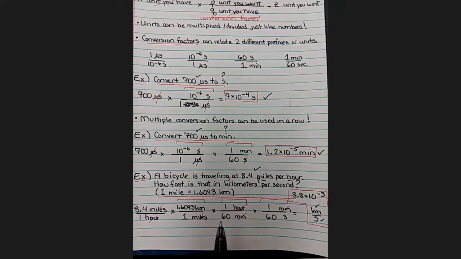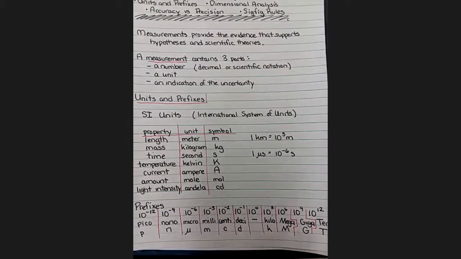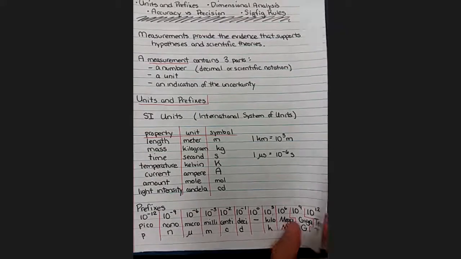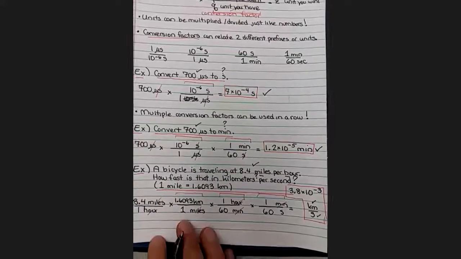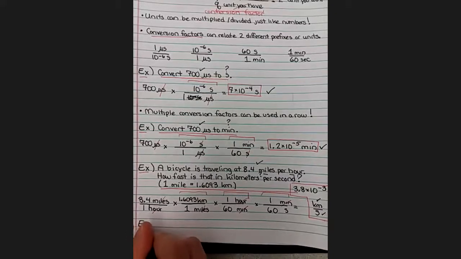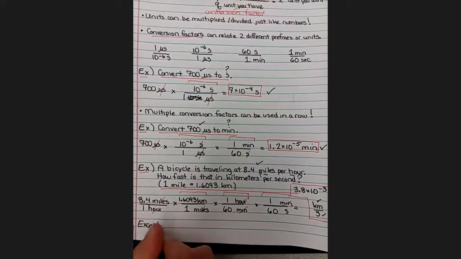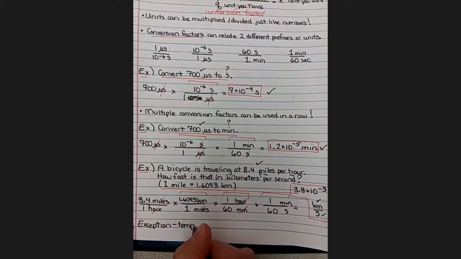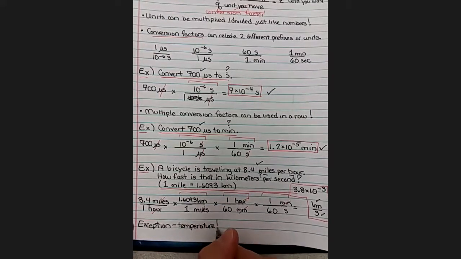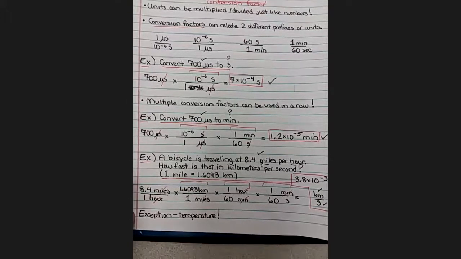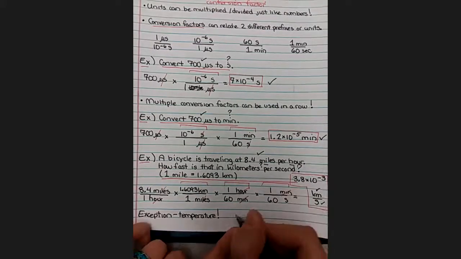So dimensional analysis to convert units will work for every type of unit that we had over here: length, mass, time, current, amount, light intensity. The only one it doesn't work for is temperature. So temperature is the exception. We cannot use dimensional analysis for temperature. So I will list the temperature conversion formulas here while we're talking about it.